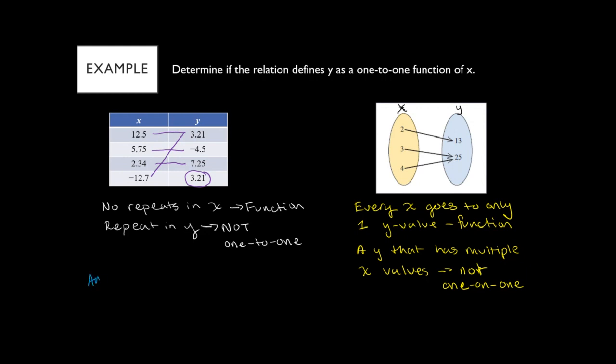So anything that is not a function can't be 1-to-1. So that's an easy check: if you're trying to determine if something is 1-to-1, first check if it's a function, because if it's not, then there's no point going further. It just is not going to be.